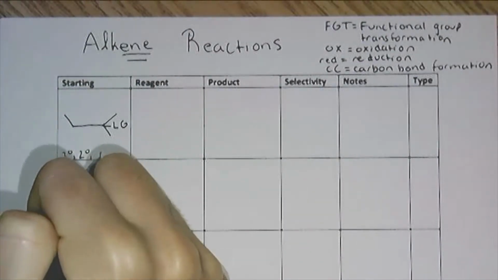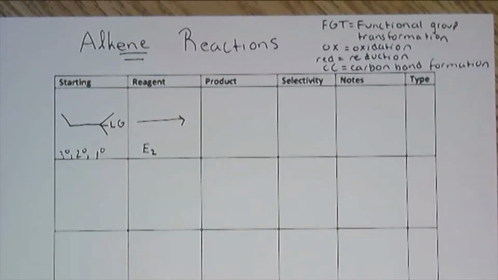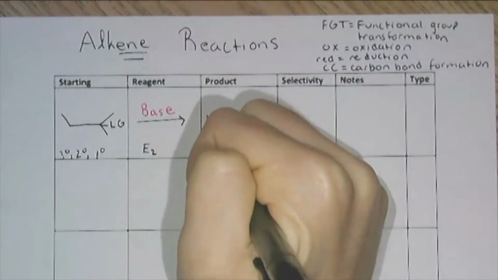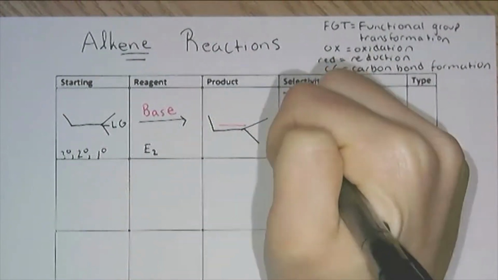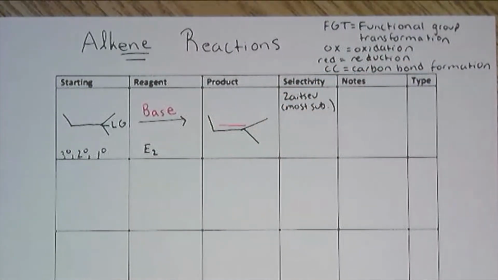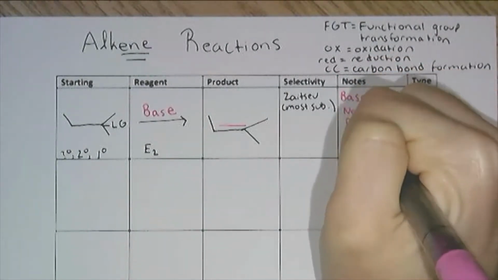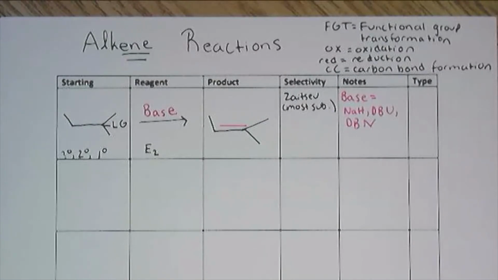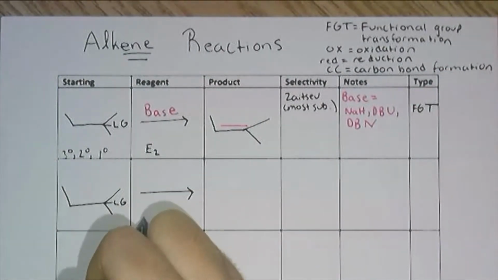This holds true for tertiary, secondary, or primary structures. It's going to be an E2 elimination reaction, and you're going to add some type of base, and since you're getting the most substituted product, that is the Zaitsev product, and the base here can be NaH, DBU, or DBN. These are smaller, smarter bases.